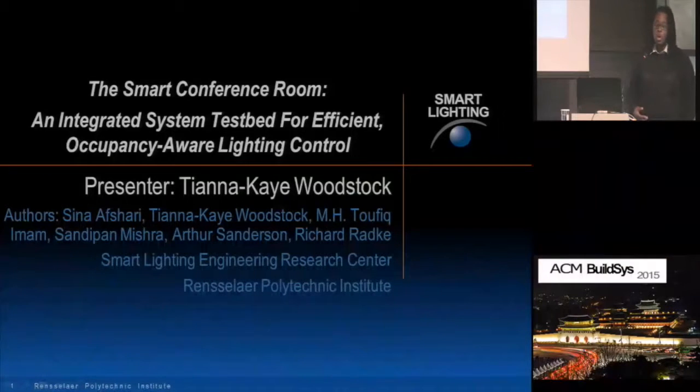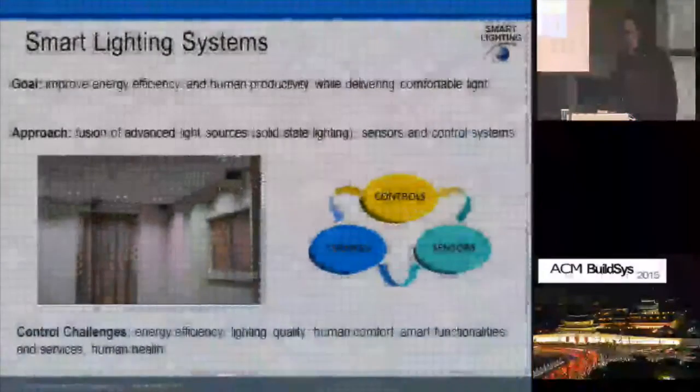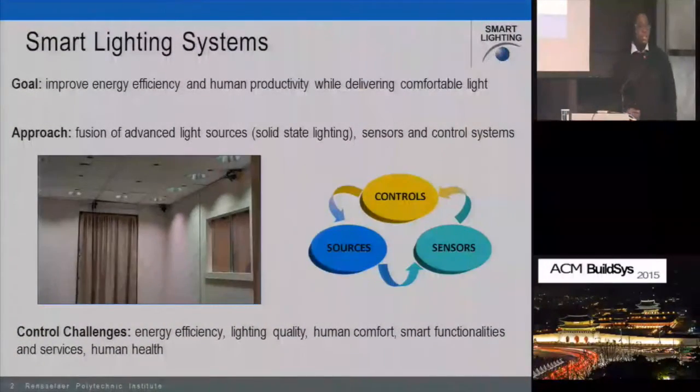Testbed called a smart conference room. The goal of smart lighting systems is to improve energy efficiency and human productivity, but we have to make sure that we make the light comfortable for human beings. Our approach to this is using the fusion of sources, in this case LED lights, sensors, and control algorithms. We also want to address control challenges such as energy efficiency, human health, etc.